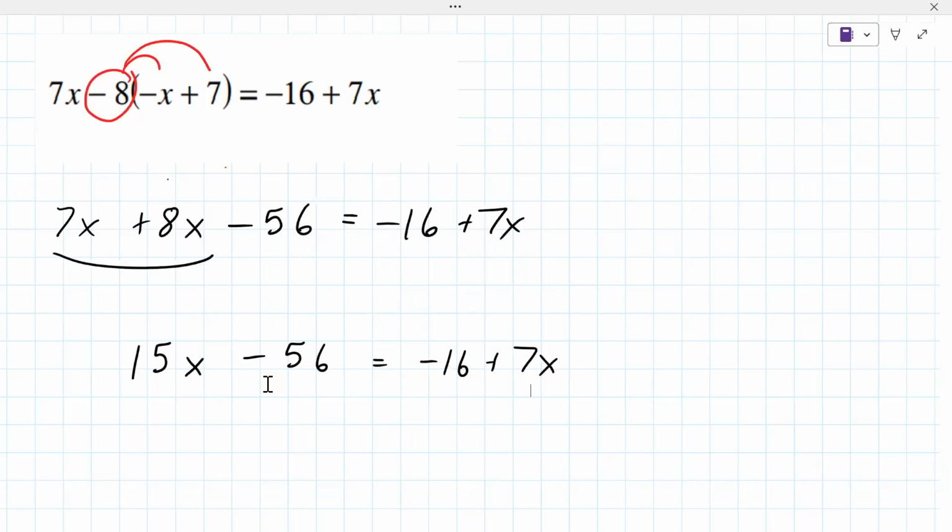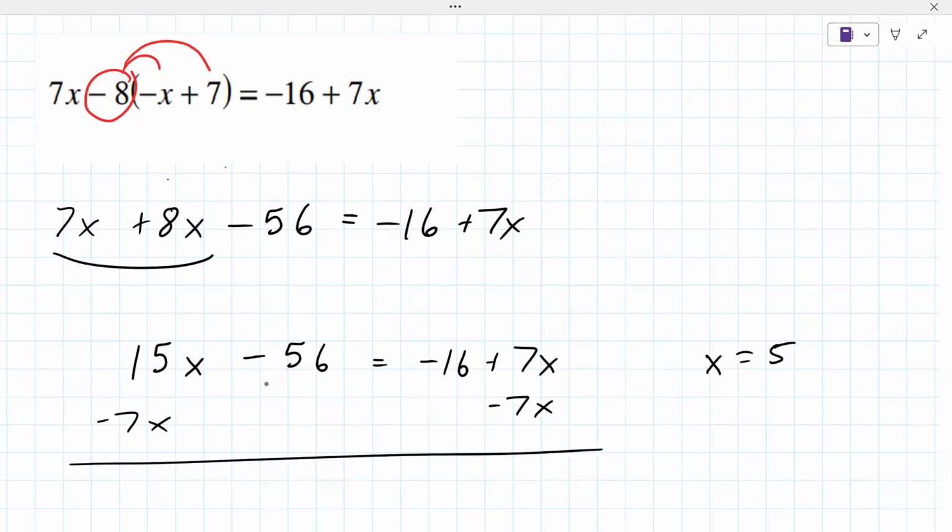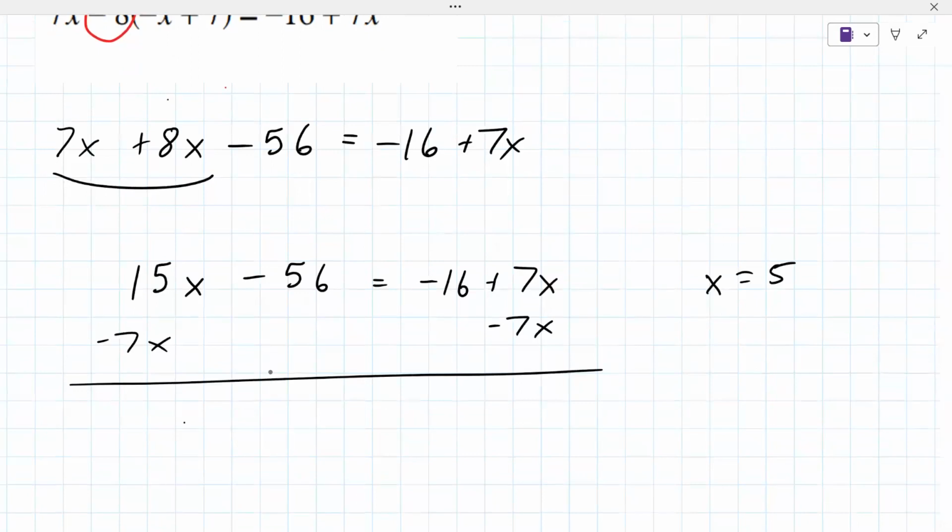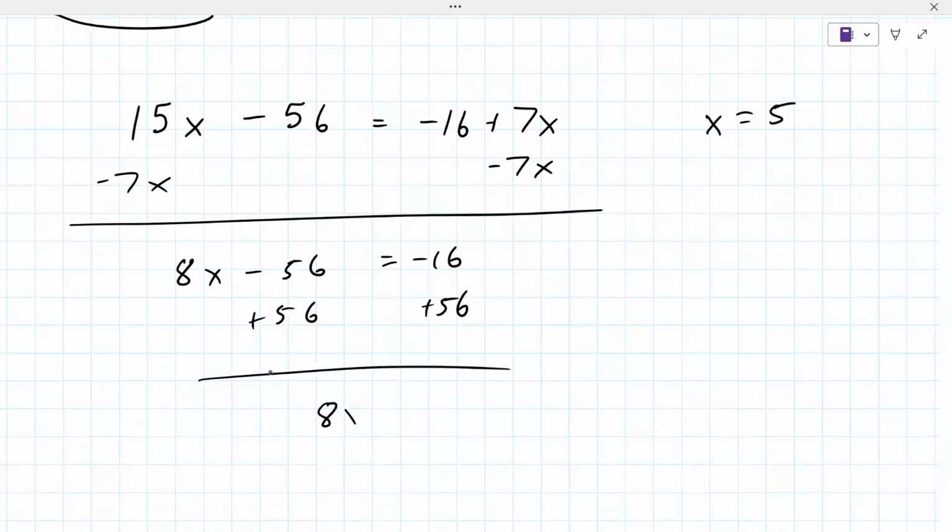Okay, I got x equals 5. Okay. And let's see here. Did you subtract 7x from both sides? Yeah. Okay, so that's 8x minus 56 equals minus 16. Add 56 to both sides. That's where you got the 40. 8x equals 40. And then, yeah, x equals 5. Good. Really good. Okay, let's look at one more problem.